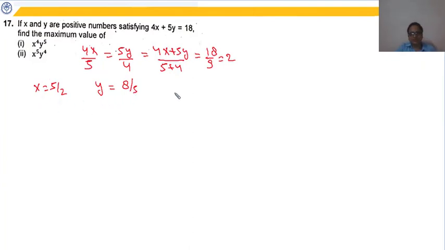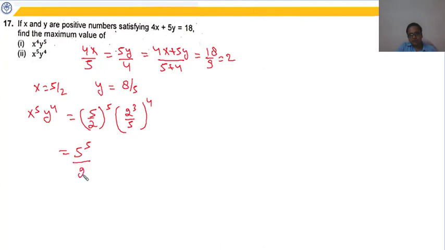Put these values in the required expression, that is x to the power 5, y to the power 4. It's 5 by 2 to the whole power 5, and y is 2 to the power 3 upon 5 to the whole power 4. So this is 5 to the power 5 upon 2 to the power 5 into 2 to the power 12 upon 5 to the power 4. So we are left with 5 into 2 to the power 12 minus 5, which is 7. 5 into 2 to the power 7. This is the maximum value we got.